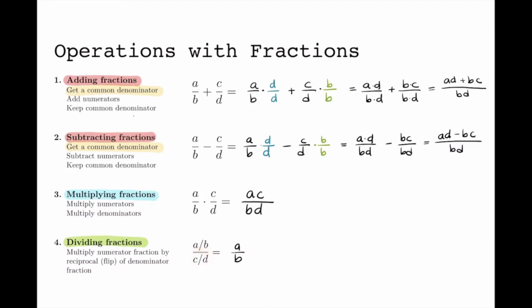So instead of c over d, we're going to just flip what's in top and what's in the bottom. So it'll look like d over c. And then we change this divide to multiply. Now we already know how to multiply fractions together. We just multiply across the numerators and we multiply across the denominators. And that gives us our new top and bottom in our answer. So this is just going to look like a times d over b times c.